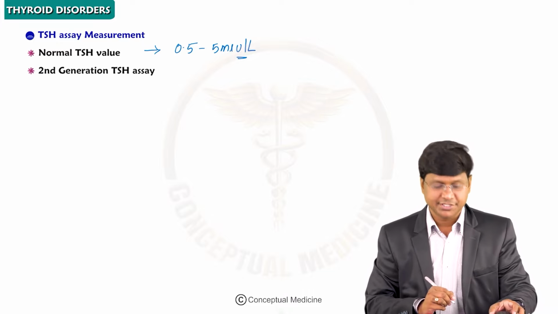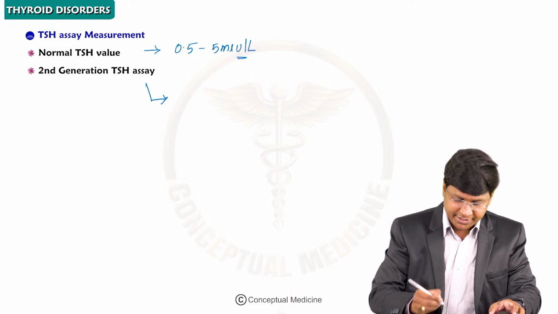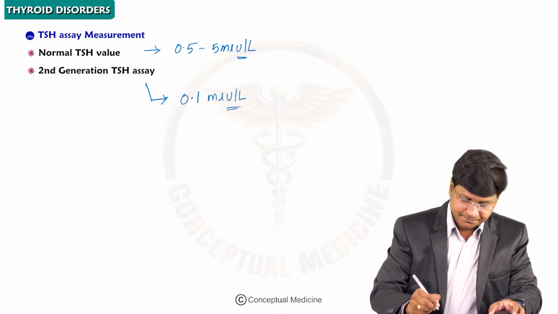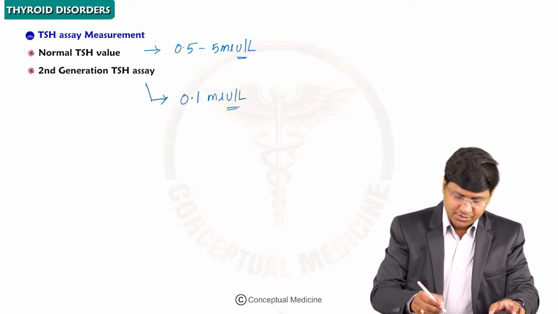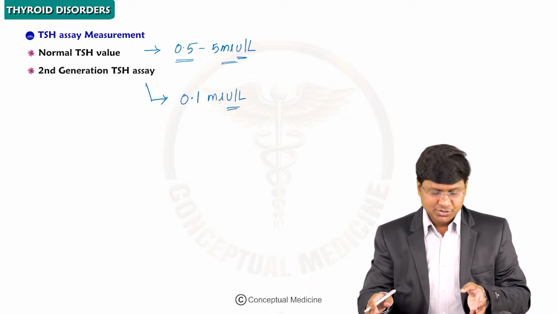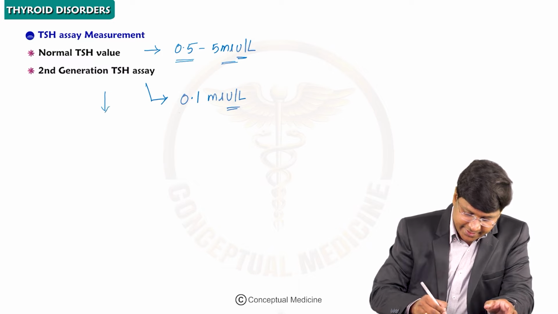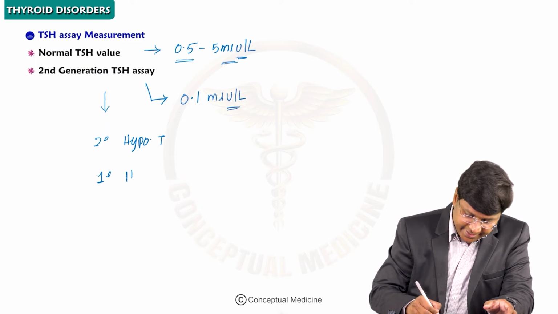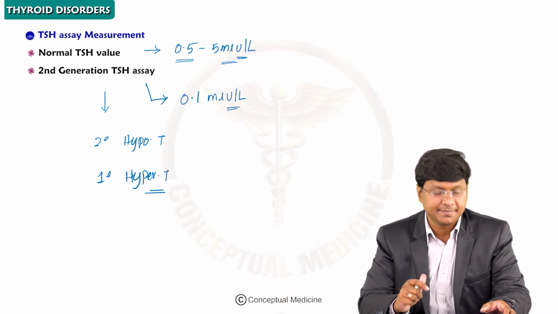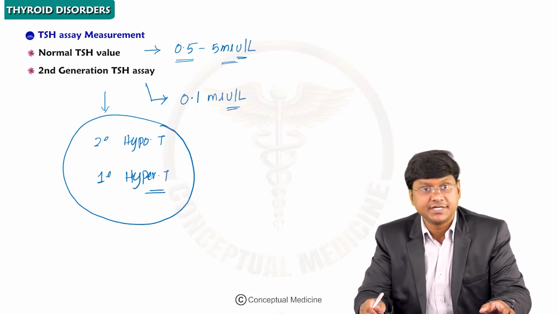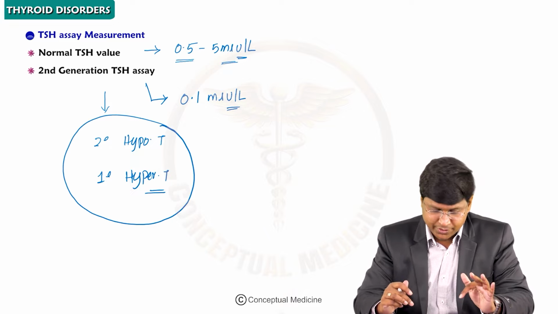In the second generation TSH assay, the lower limit is 0.1 milliunits per liter. That is the lower limit for the second generation TSH assay. The normal value is 0.5 to 5. That means the second generation TSH assay can detect secondary hypothyroidism, and it can also detect primary hyperthyroidism. You can diagnose secondary hypothyroidism and you can also diagnose primary hyperthyroidism.